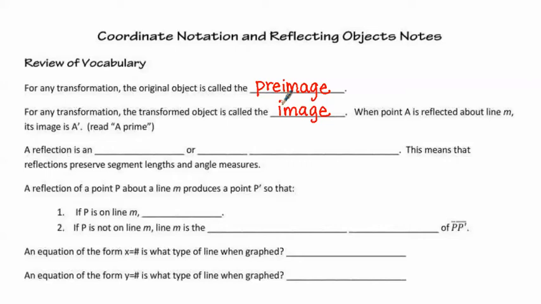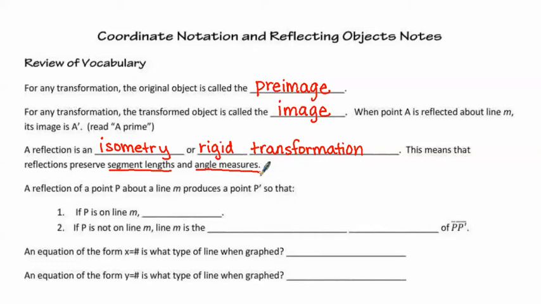A reflection is an isometry. An isometry, that's a new word. Another way to name it is a rigid transformation. As I'm going through these, the bell is going to ring here at school, so you'll probably hear that in the background. This means that reflections preserve segment lengths and angle measures, and we know what the word preserve means, to keep it in its original form.